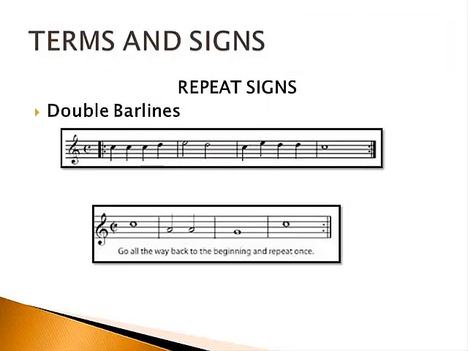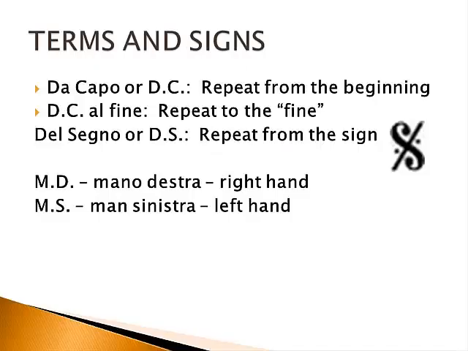Here we see some repeat signs. Sometimes you'll see double bar lines with dots, and what you're going to do is repeat between the two sets of dots. Sometimes you only have a set of dots at the end. That means that once you finish, you're going to go back and repeat it from the beginning.